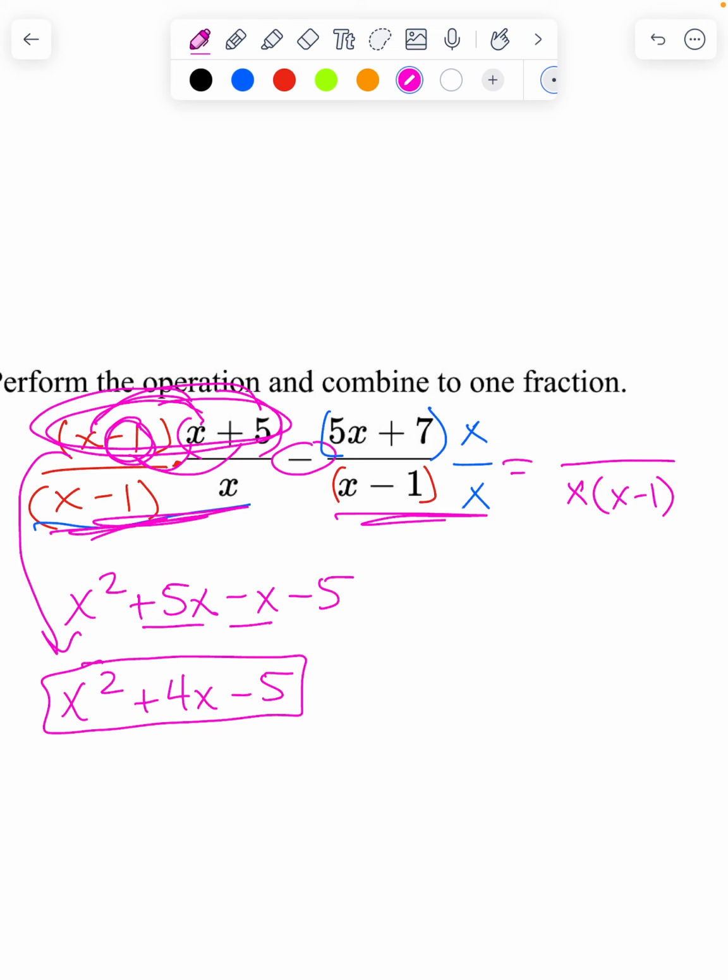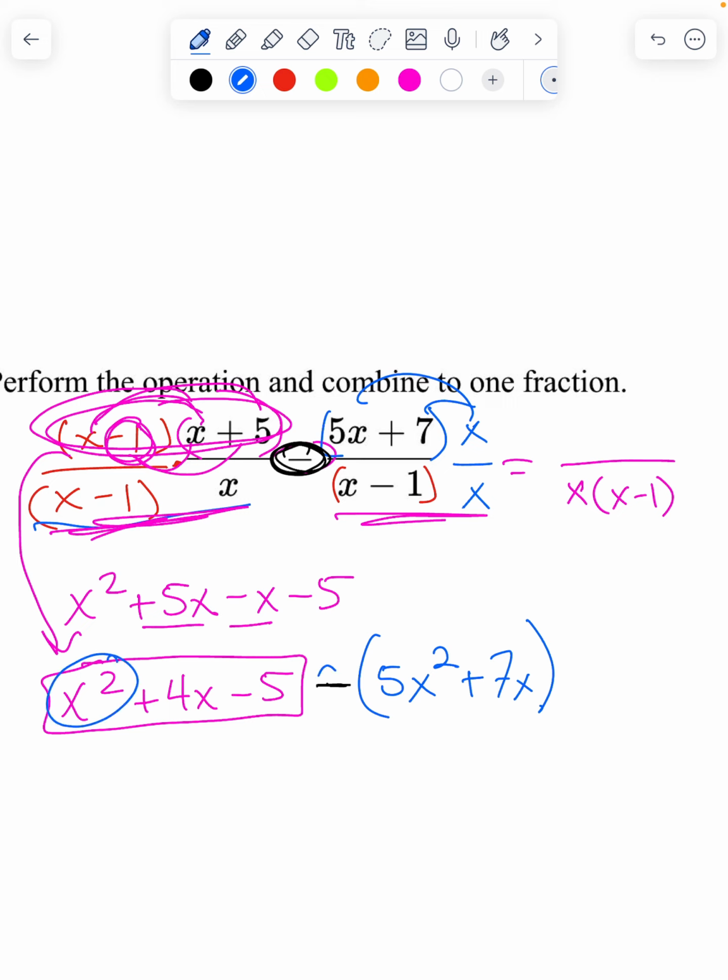And then I have a minus here in the middle. So I'm going to copy that down. That's this minus right here. And then I'm going to distribute this x through here. So this will be x times 5x is 5x squared. And then x times 7 is 7x. So when I put these together, I'm just going to combine the like terms, and this is for the top.